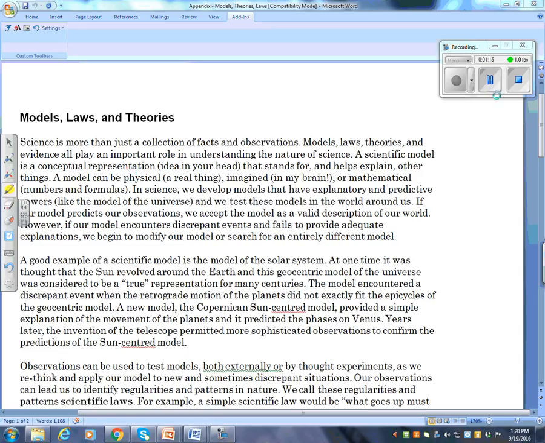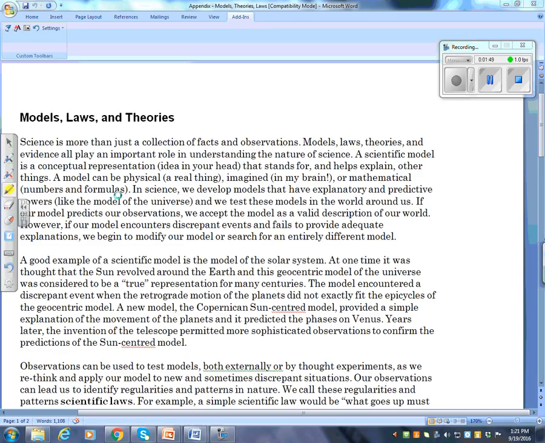A scientific model is a conceptual representation, an idea in your head that stands for and helps explain other things. It can be physical, for example, the globe. Or it can be imagined in your brain, or mathematical. An example of an imaginary one would be the Bohr model, because we don't actually see that. It's a way of describing the atom, with the electrons rotating around. Or it could be mathematical, like numbers and formulas.